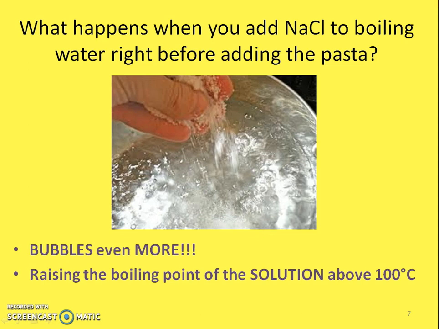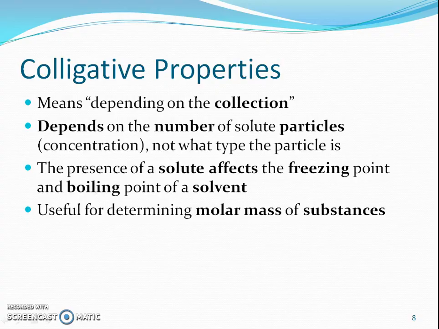So what happens when you add that salt to boiling water right before you're adding that pasta? Well, there's a lot more bubbles, right? All of a sudden it kind of bursts into bubbles. Well, why does that happen? We take that 100 degrees Celsius H2O, and now we've made it 102 degrees Celsius salt water, which of course helps us cook that pasta quicker.